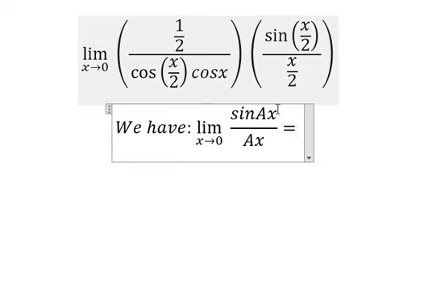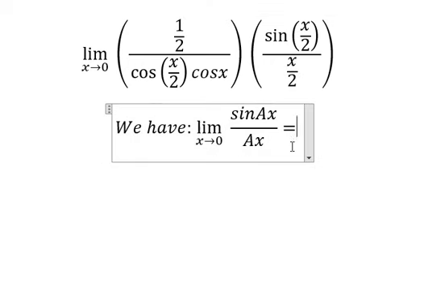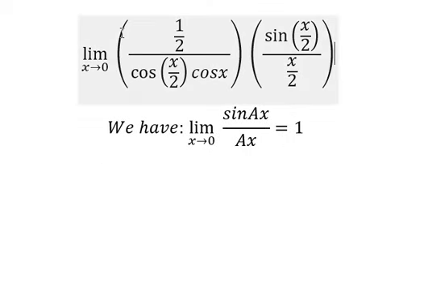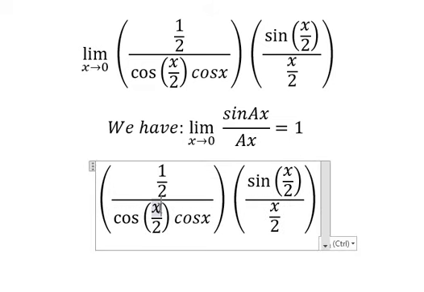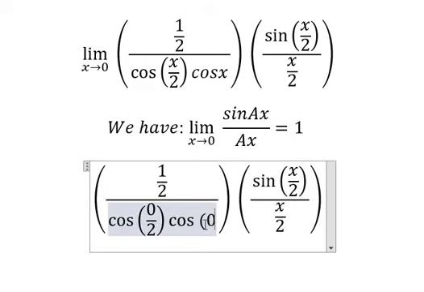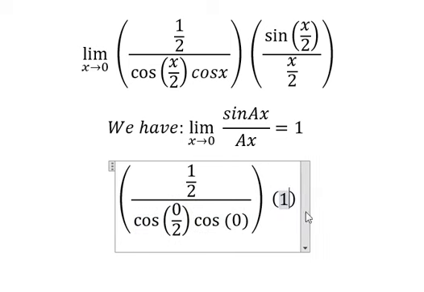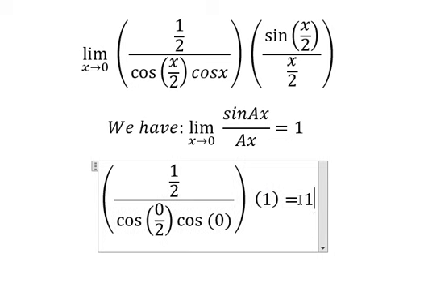So capital A here we can represent as 1 over 2. When x approaches 0, this one equals number 1. And now we have the final answer. So I will put number 0 here and here. This one is number 1. So we calculate this and we have 1 over 2.